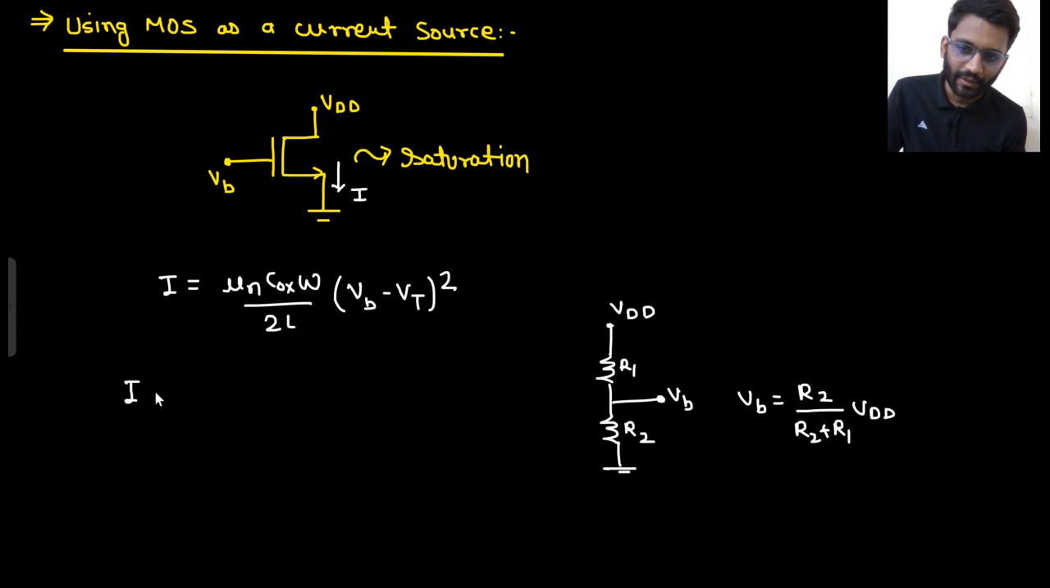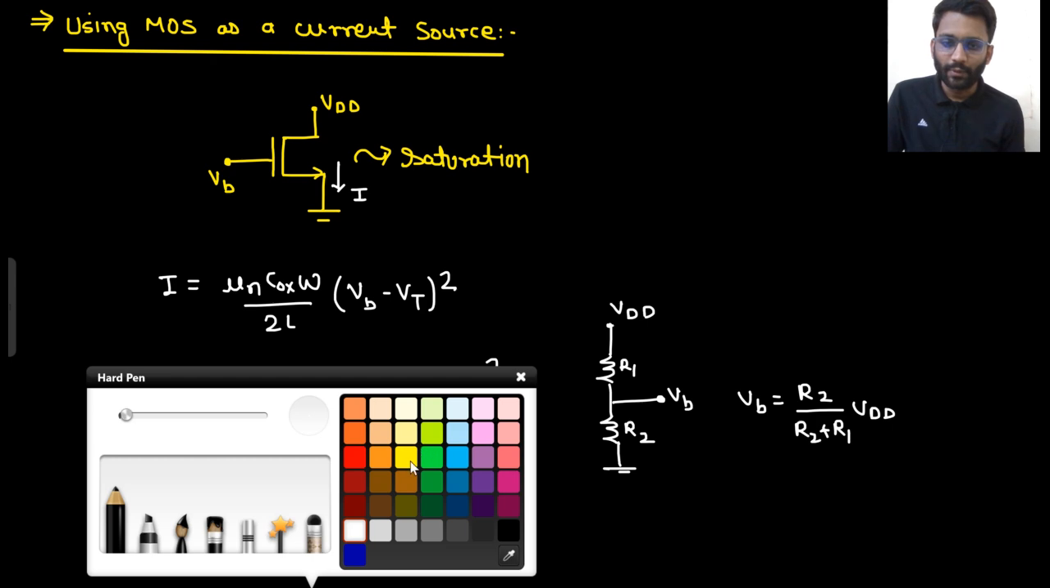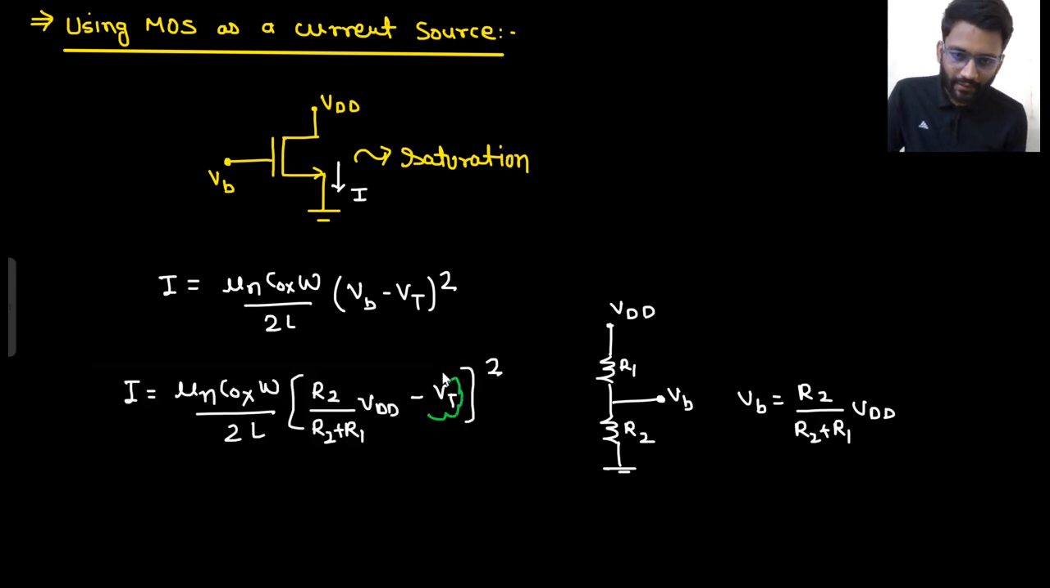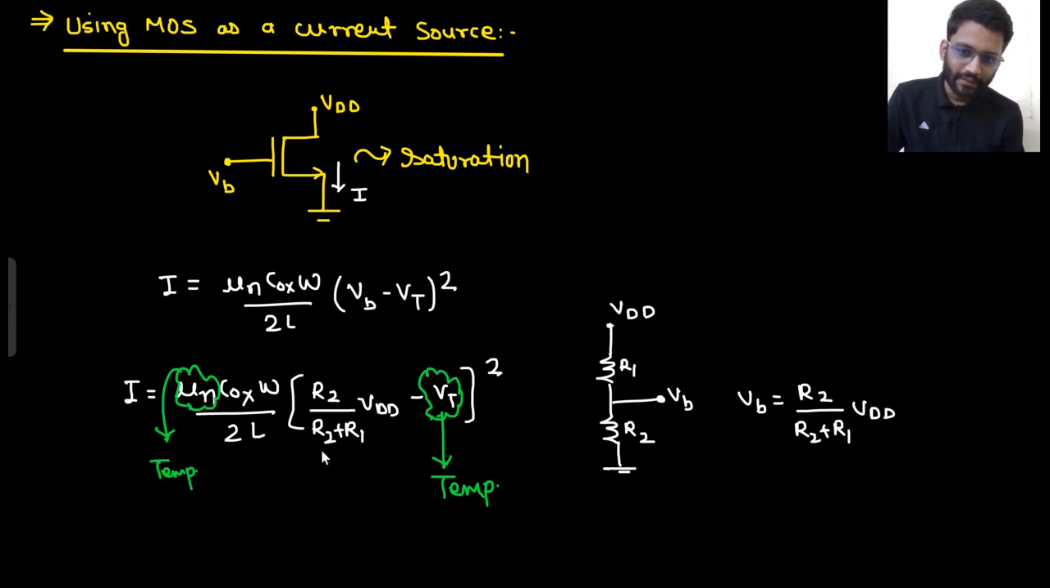So basically your I would have been mu n Cox W by 2L into (R2 upon R2 plus R1 into VDD minus VT) whole square. What do you see here? This Vt, the threshold voltage, depends on temperature. This mu n is also temperature dependent. This VB voltage, the bias voltage, is supply dependent.